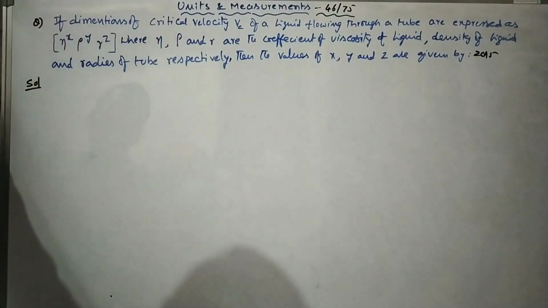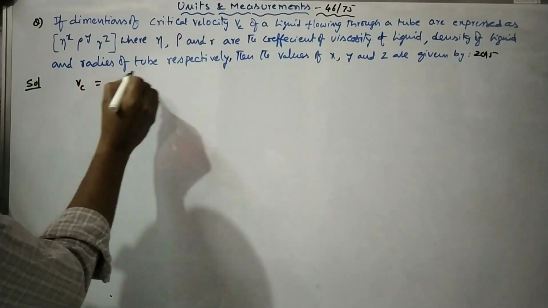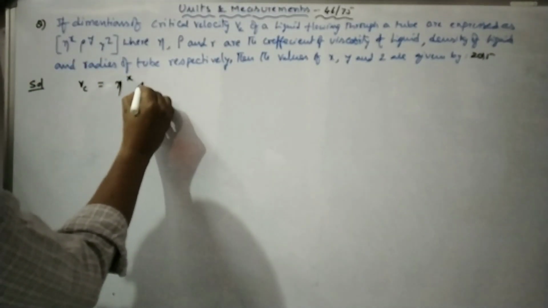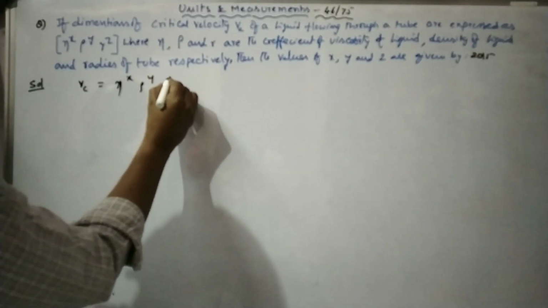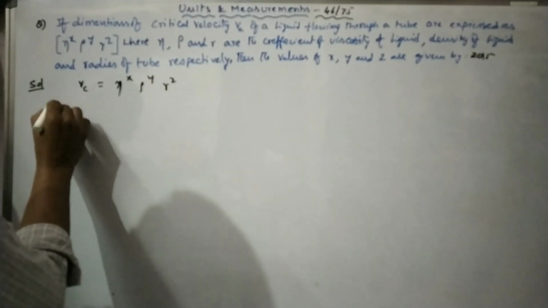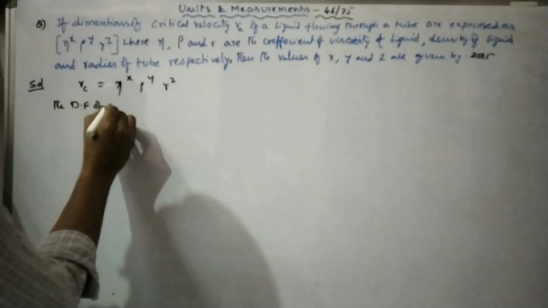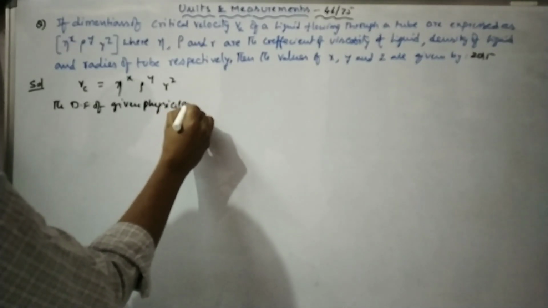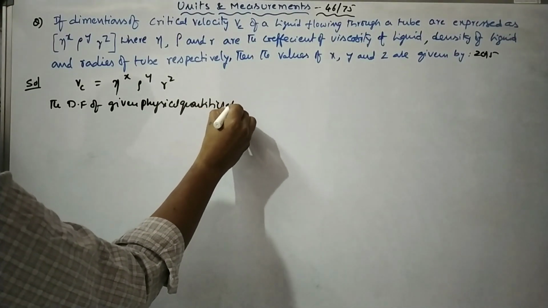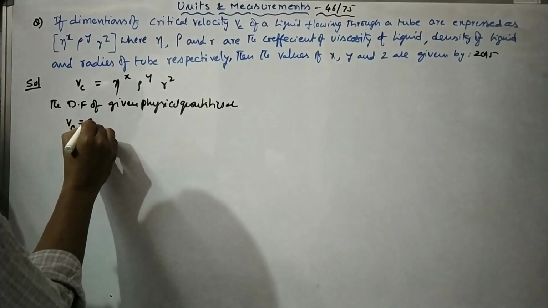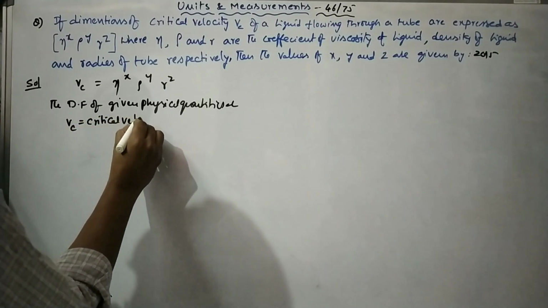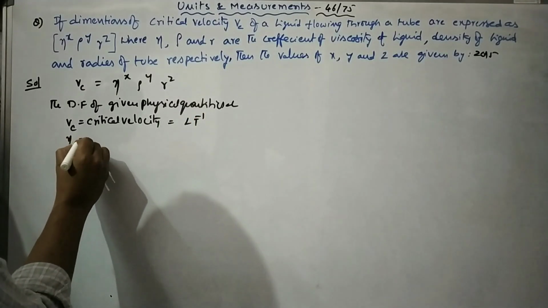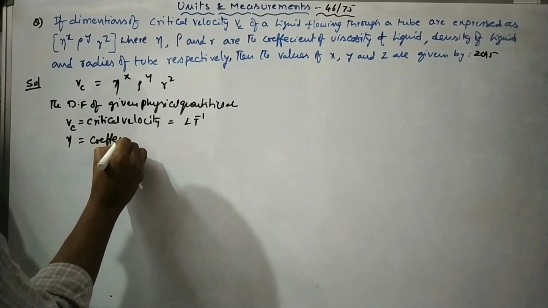The dimensions of critical velocity. That means the critical velocity depends on the coefficient of viscosity to the power x, density to the power y, and radius of the tube to the power z. So the dimension formulas of the given physical quantities are: critical velocity is L t power minus 1. Next, eta is equal to what? Coefficient of viscosity.